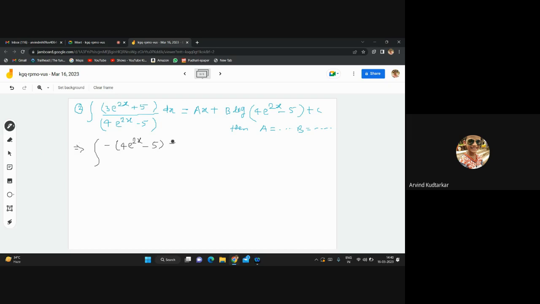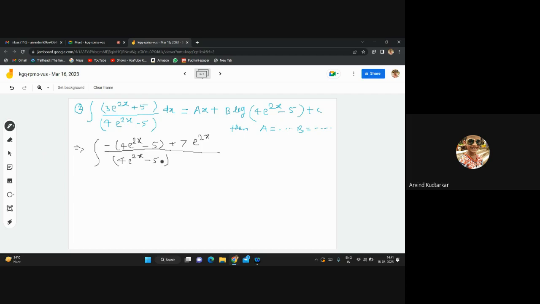Plus 7 into e^(2x). If you add the term 7 e^(2x) and minus 4 e^(2x), you add their coefficients only because the variable terms are the same. So minus 4 plus 7 is plus 3, meaning we get the same term, 3 e^(2x), upon 4 e^(2x) - 5.